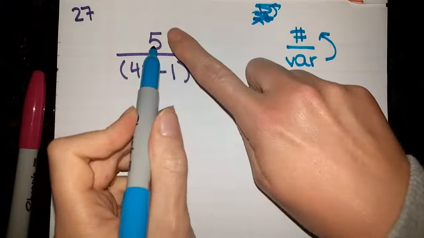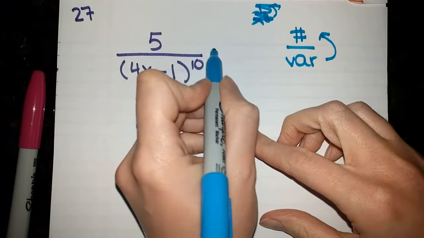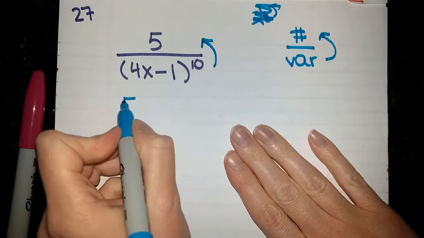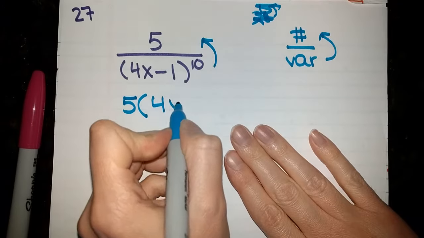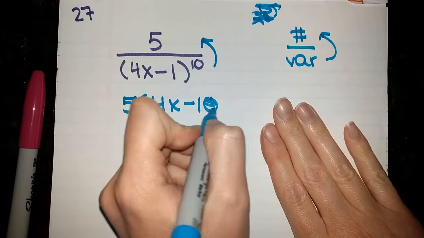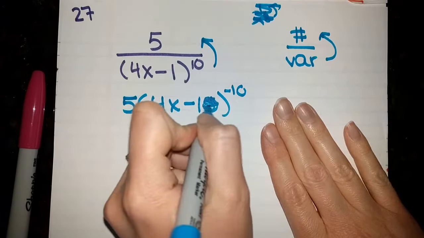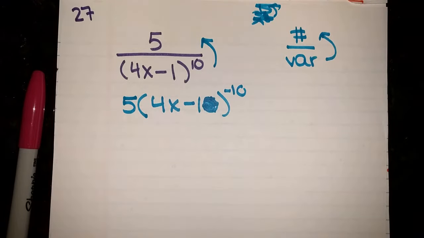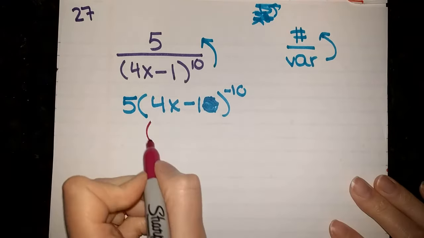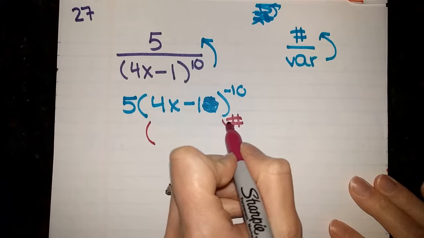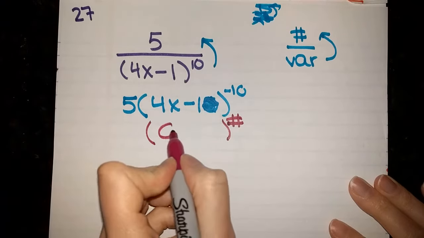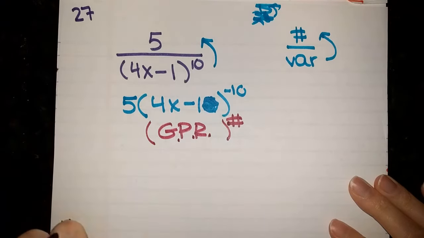So here, when you see that you have a number over this variable expression, what I personally would do is I would move this up into the numerator. And when you do that, it becomes a negative exponent. And then once you have that, you see the structure of parentheses to a number. So anytime we have parentheses to a number, that's our general power rule.